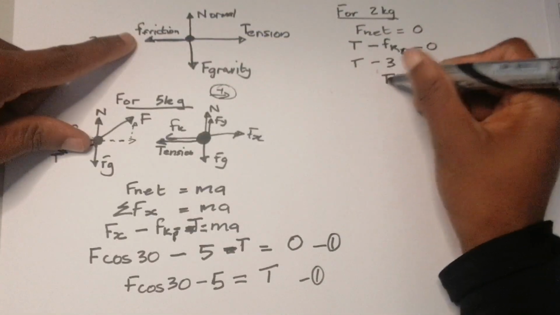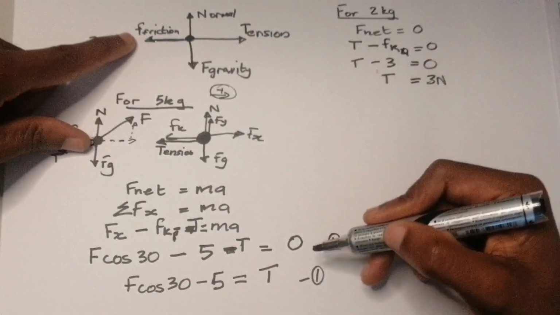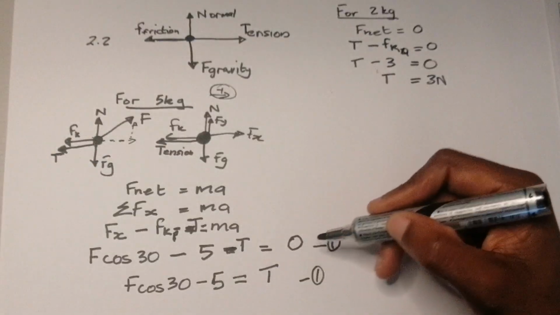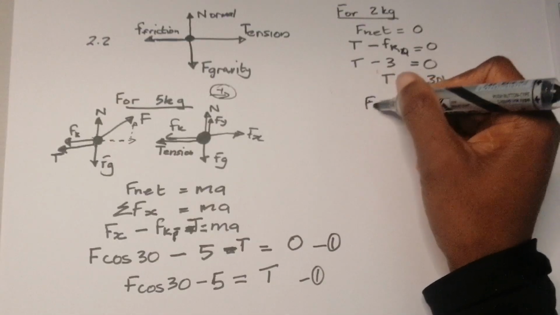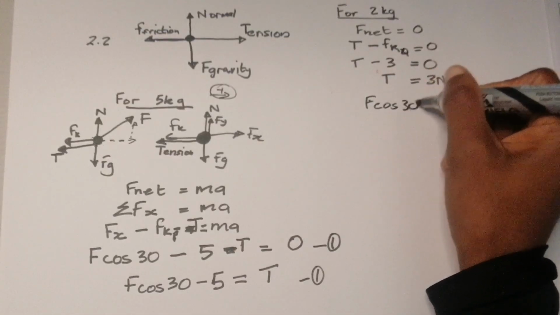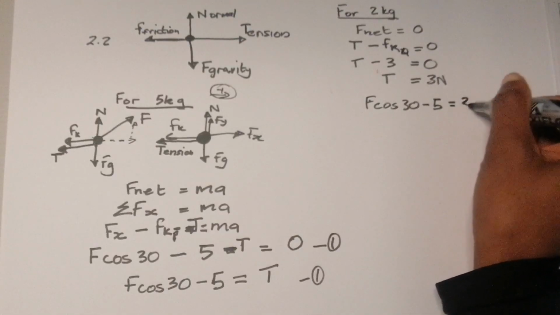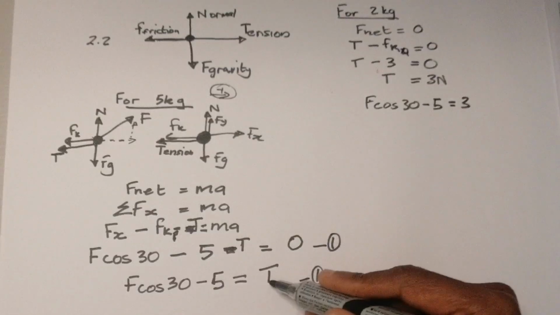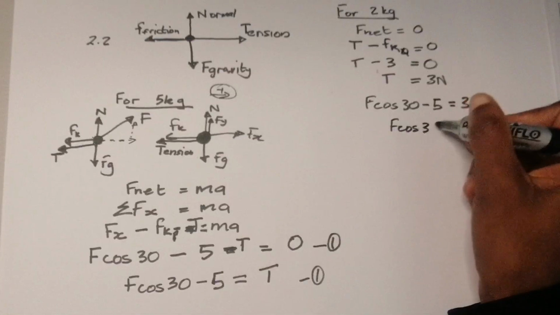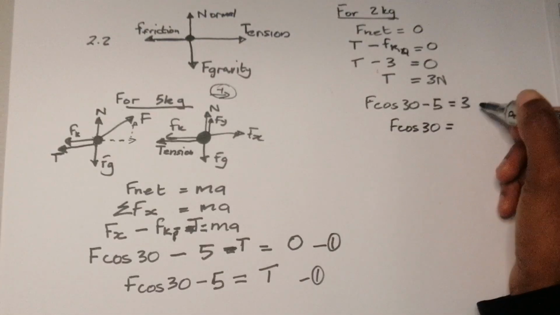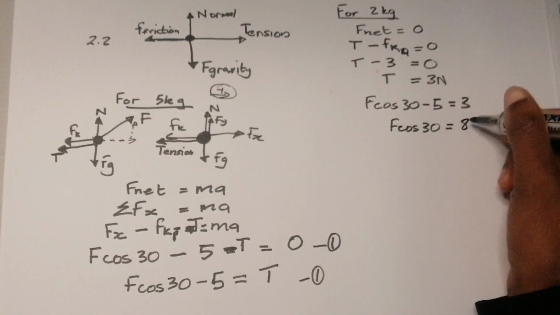I'm sure you can already see this. So the tension value is equal to 3 newtons. So now you can take this value and substitute it in equation 1. So that means that F cos 30 minus 5 is equal to 3. That's our equation 1. We are substituting for that tension. So F cos 30 is equal to, if I take that to the other side, plus 5. So that's 3 plus 5, which will give us 8.